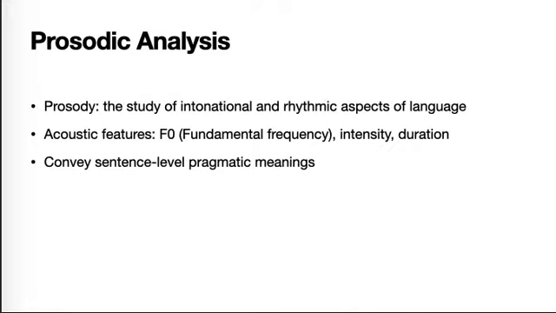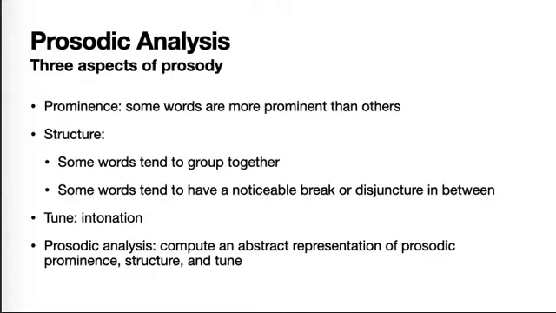So prosody often conveys the sentence level pragmatic meanings. There are three aspects of prosody: prominence, structure, and tune. Prominence is the idea that some words are more prominent than others, depending on whether they are pronounced. Structure is the idea that some words always tend to group together, or some others tend to have a noticeable break or disjuncture between them. Tune deals with the intonation of the whole sentence.